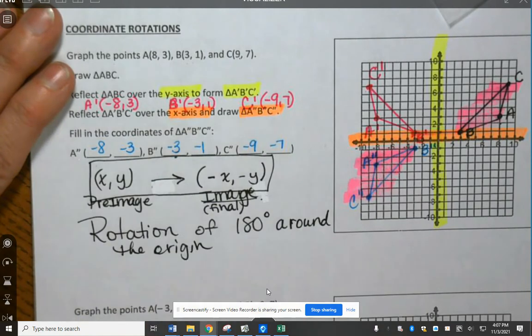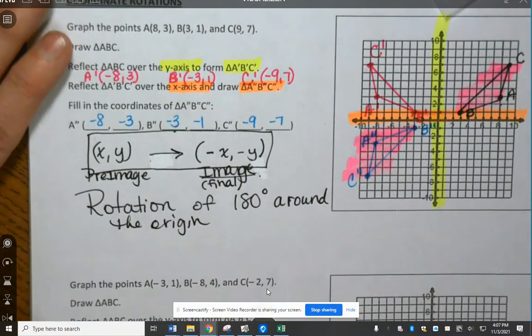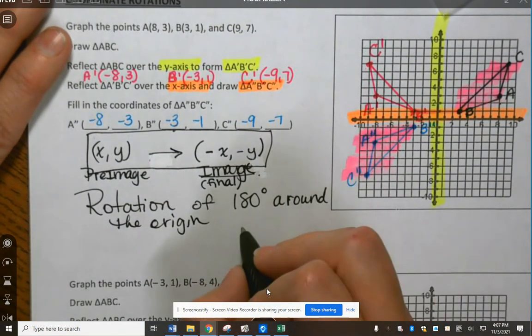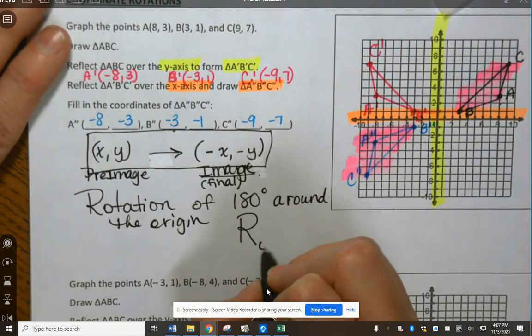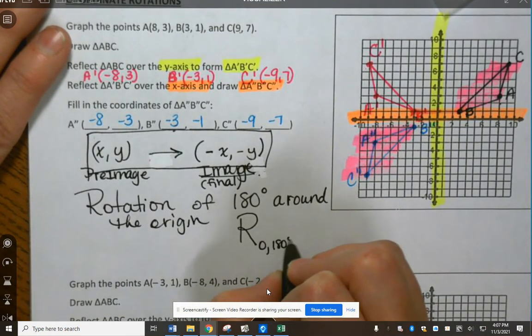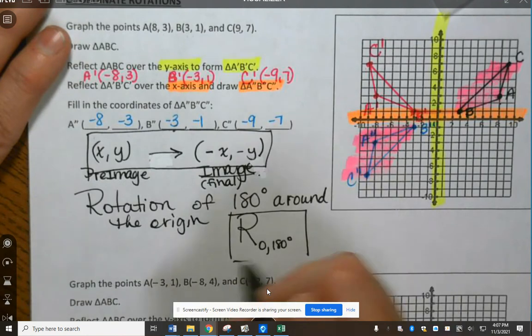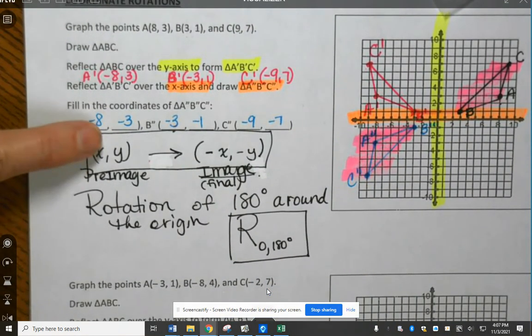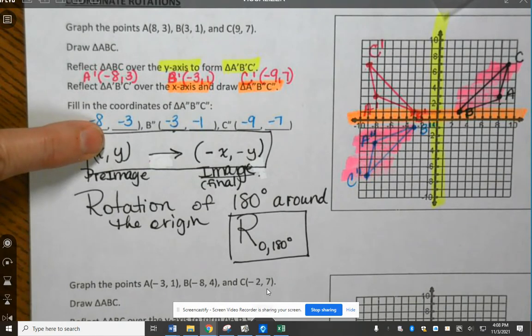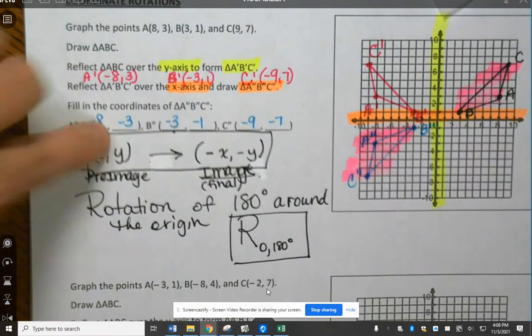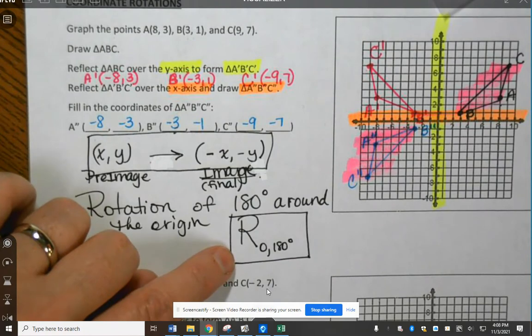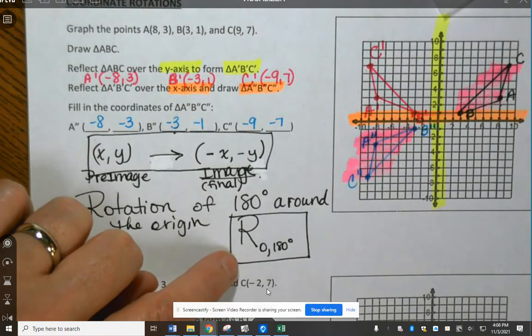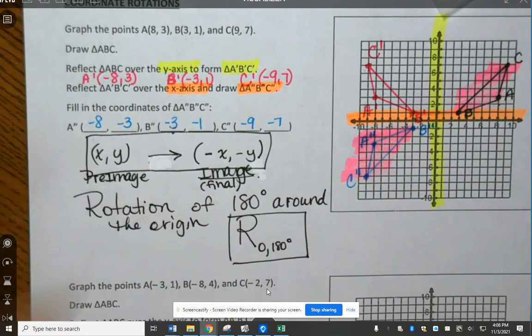Now that's writing it out in words, but like in that last packet, we talked about some different notation. So capital R around the origin, 180 degrees, is a different kind of notation. This one we call coordinate notation because you're specifically talking on a coordinate plane. But sometimes we'll do rotations that are on or off the coordinate plane, and this notation fits either one of those.